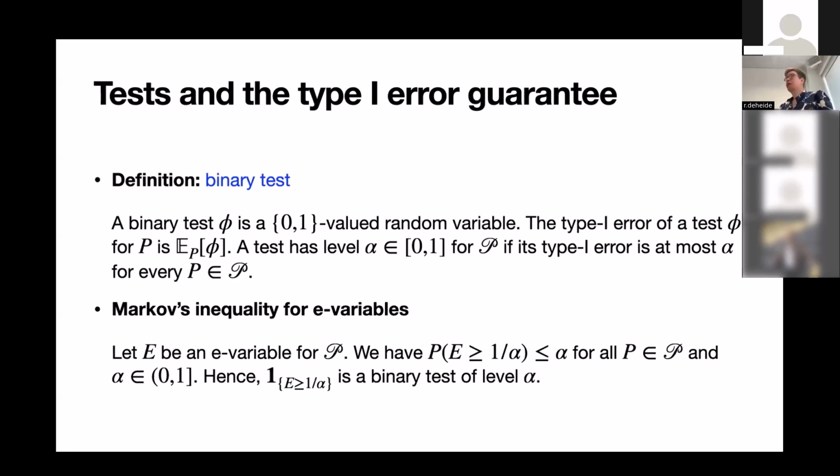And then we have Markov's inequality for E variables, which is very nice. That says that if we have an E variable E for some null hypothesis, the probability that E exceeds 1 over alpha is bounded by alpha for all distributions in the null hypothesis and for all alpha. So the indicator whether E is larger than 1 over alpha is a binary test of level alpha. So if we get an E value that's larger than 20, we can reject the null hypothesis at level 0.05. And Ville's inequality is just a sequential version of this.